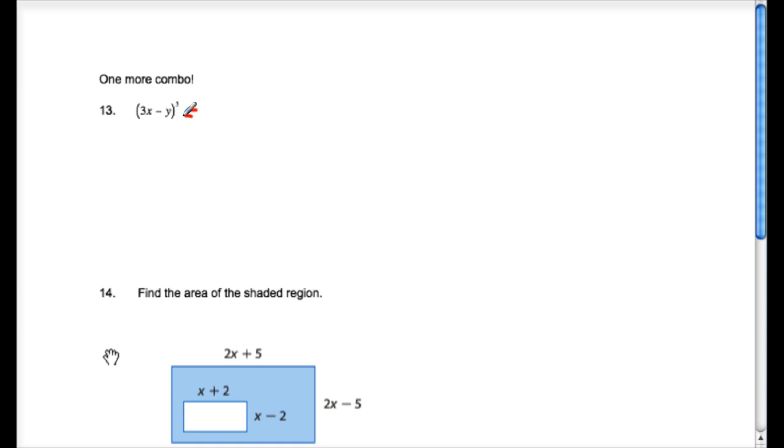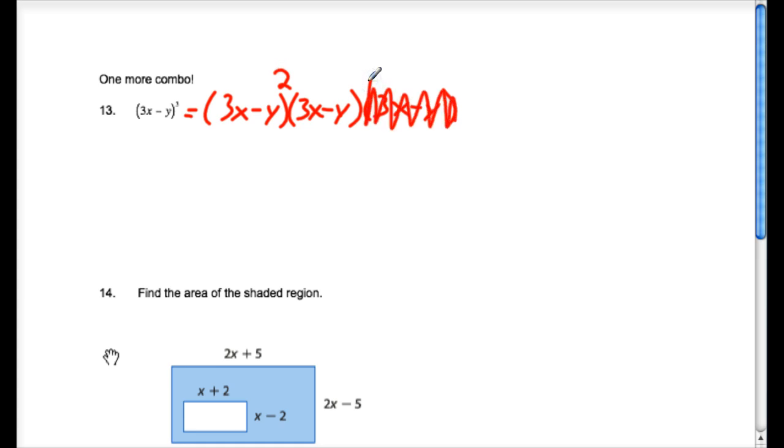Just write it out? How would you write it out, Sean? I would just do in parentheses 3x minus y, and then times 3x minus y, and then times 3x minus y. Okay, and what would you do then? You would FOIL the first two. You want to use your special products. It's the same thing squared, right? Yeah. So watch this. I'm going to square one of them and use the other one in the box later.